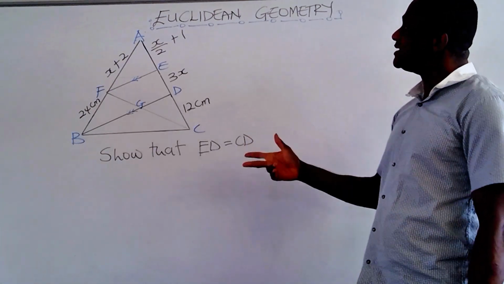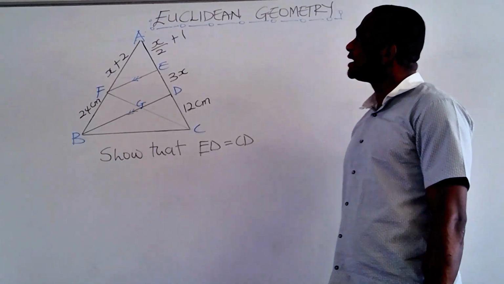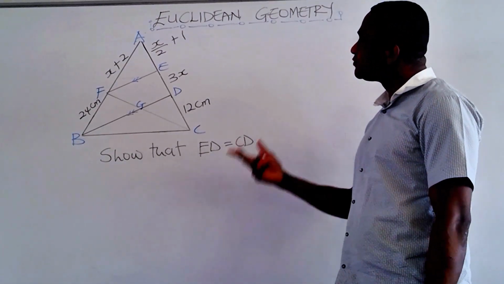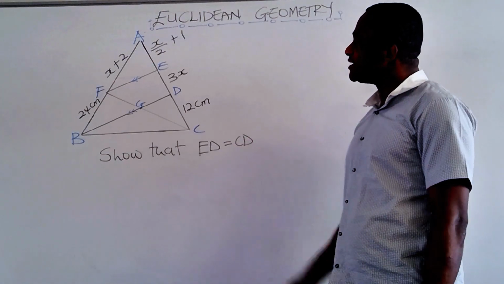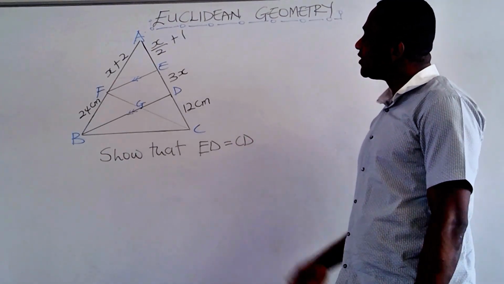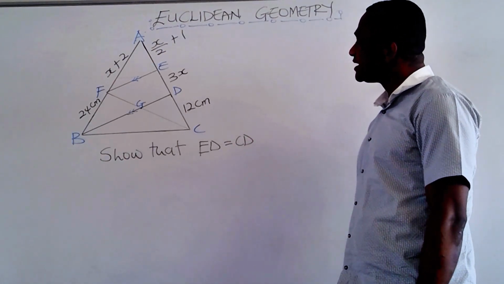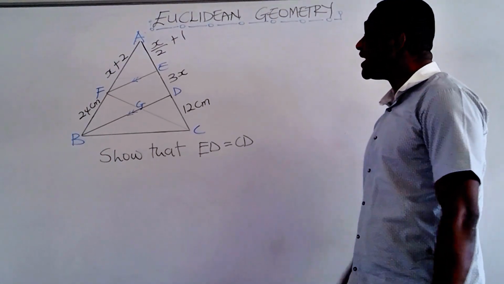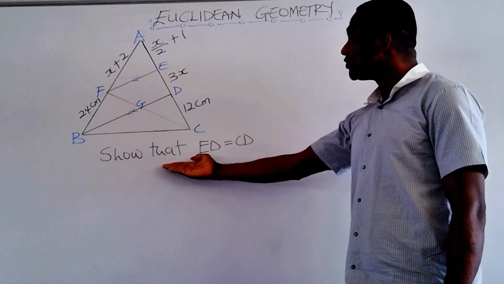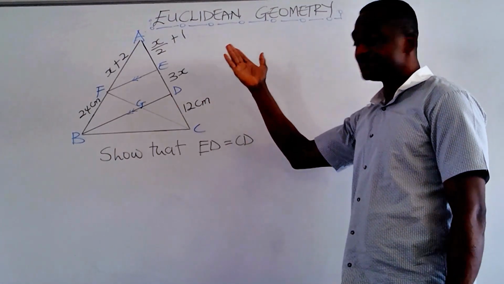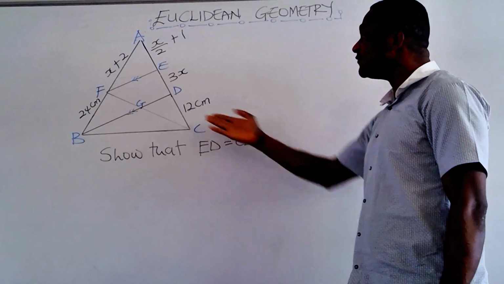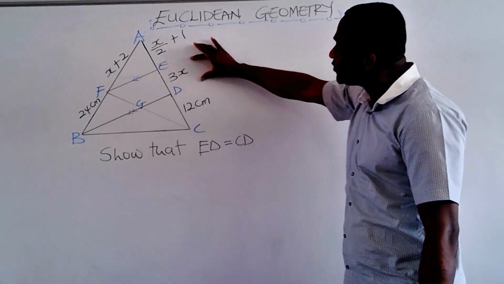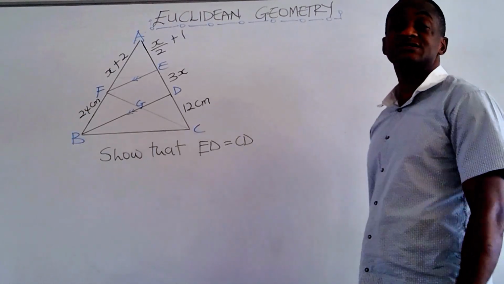They gave us that AE is x over 2 plus 1 and AF is x plus 2, FB is 24, ED is 3x, and DC is 12. Now they are asking us to show, using the proportionality theorem, that ED is equivalent to CD. In a nutshell, they are asking us to prove that this is 12 as well as this.